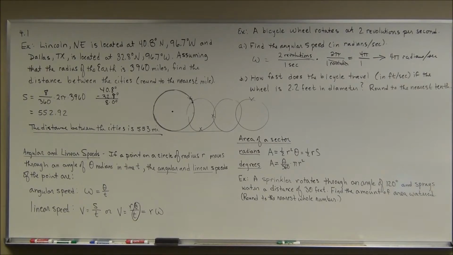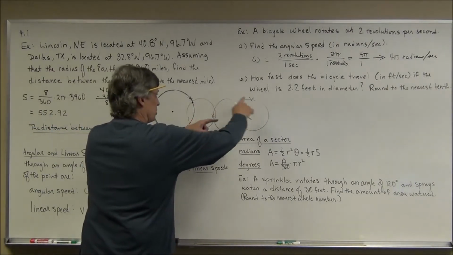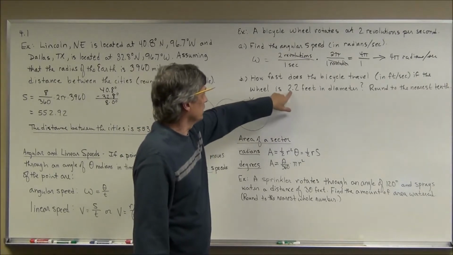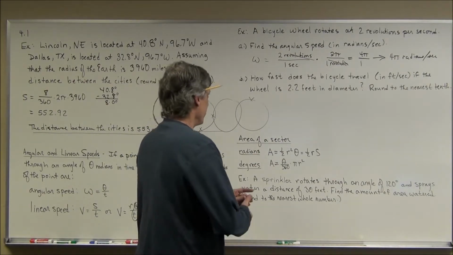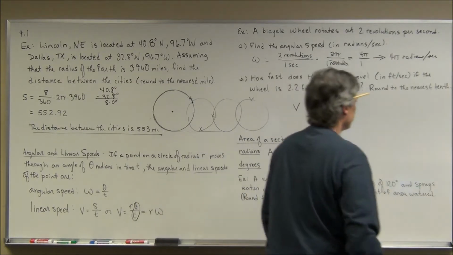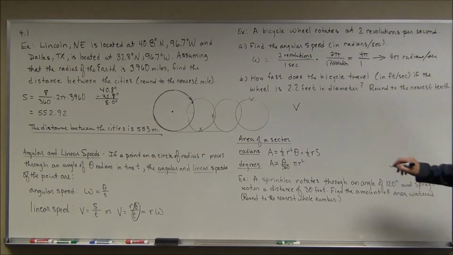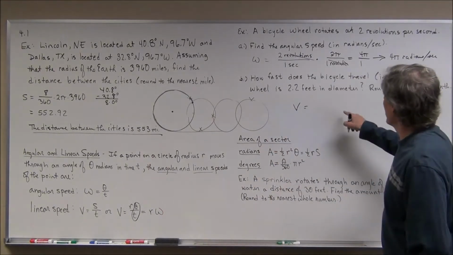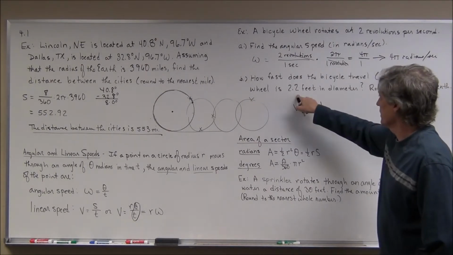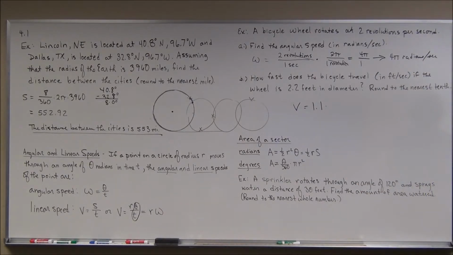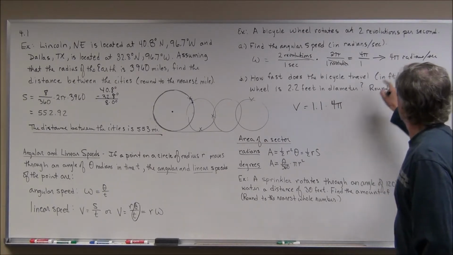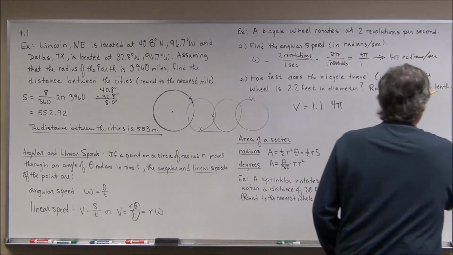Now, how fast does the bicycle travel? Because the bicycle travels kind of like the idea of what my circle is doing here as it's spinning and moving down, if the diameter of the wheel is 2.2 feet. So now we're going to find the linear velocity. The linear velocity is equal to the radius of the wheel, which is, to the nearest tenth, 1.1 feet, half the diameter, times the omega, which I just figured out was 4 pi radians per second.